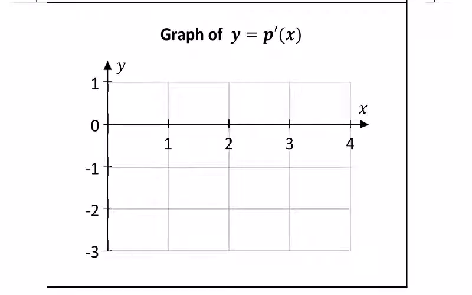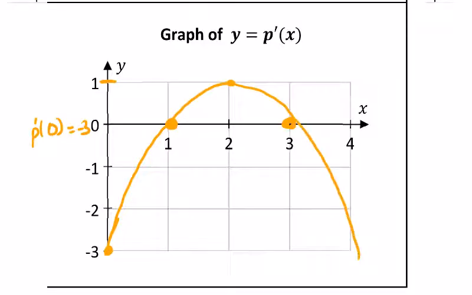So this is what they gave us. They said p prime 0 is equal to minus 3. That's our minus 3 in. Looked like they crossed around 1 and 3. I'm just going to do big dots. The max value was 1 up here. I'm going to put it at the midpoint of those roots approximately. So the graph of this is going to come up and around and back down like this approximately.